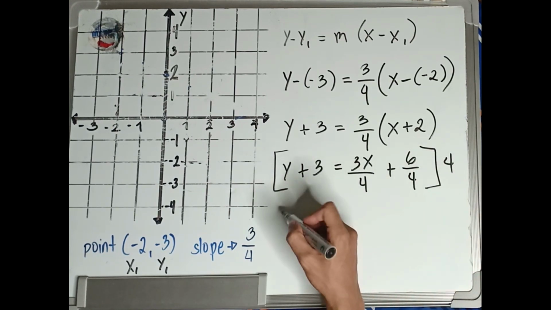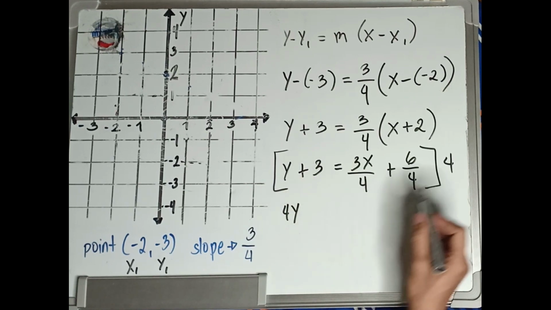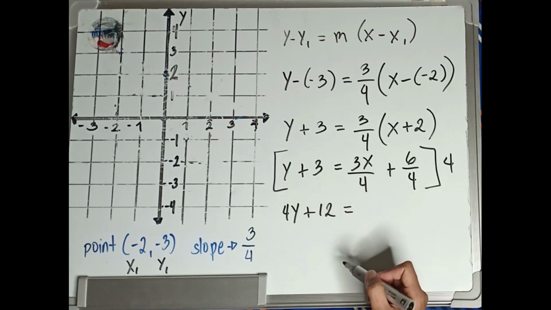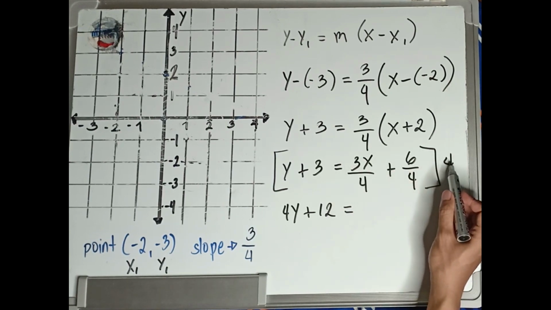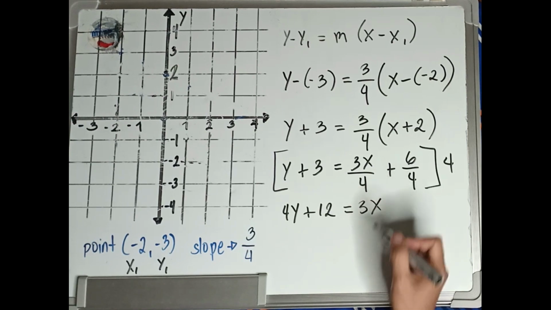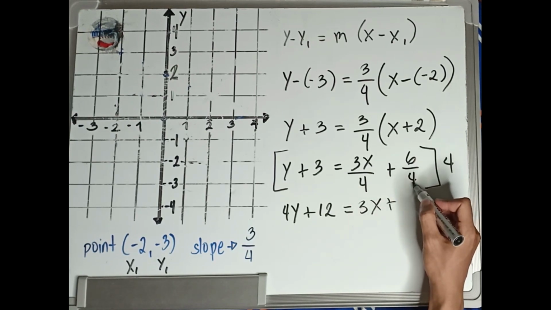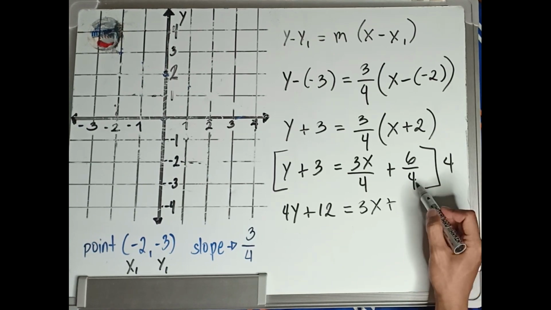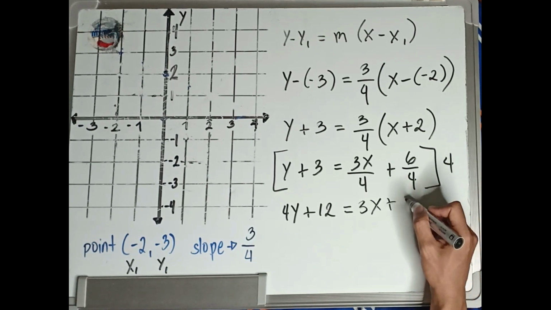4 times y is 4y. 4 times 3 is 12. So, 3 times 4 is 12. Divided by 4 is still 3. So, copy 3 and x. Plus 6 over 4 times 4. 6 times 4 is 24. Divided by 4 is still 6.